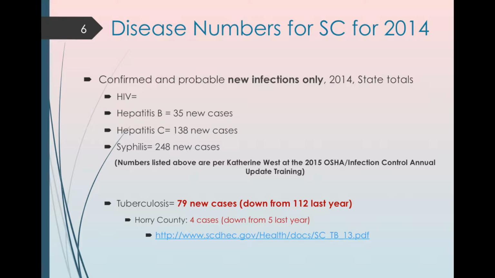The numbers that South Carolina did have was that we had 79 new cases for tuberculosis. Those numbers decreased from last year where we had 112 new cases, and of those 79 for 2014, 4 of them came from Horry County.